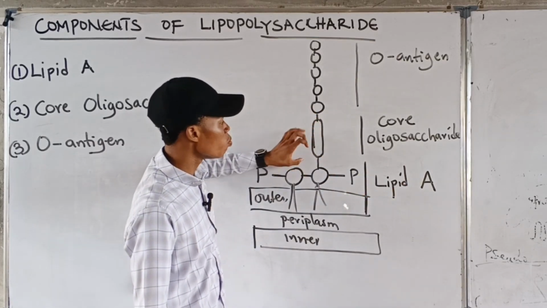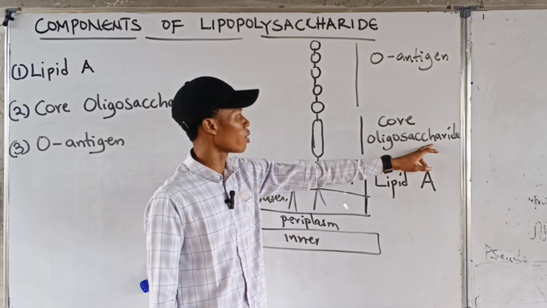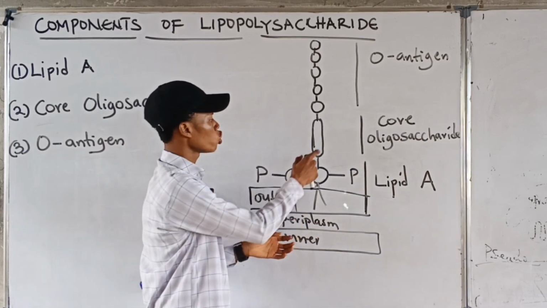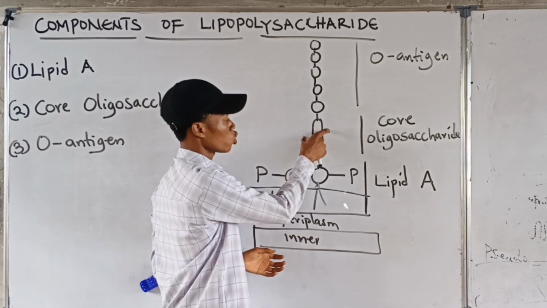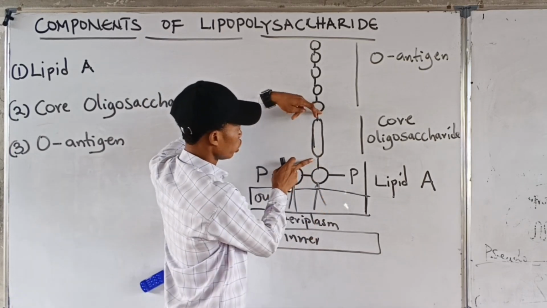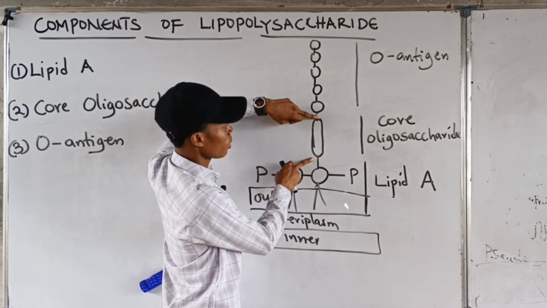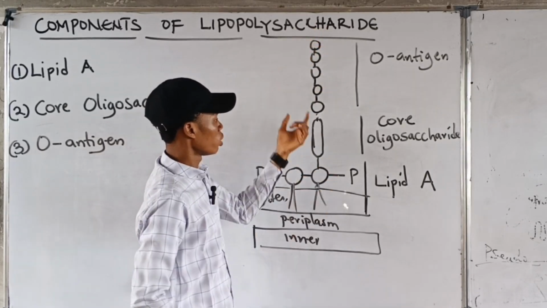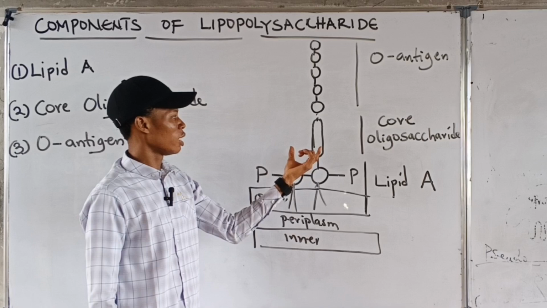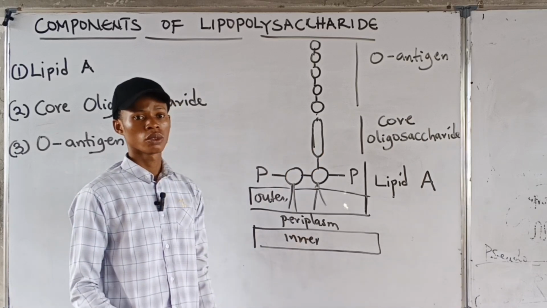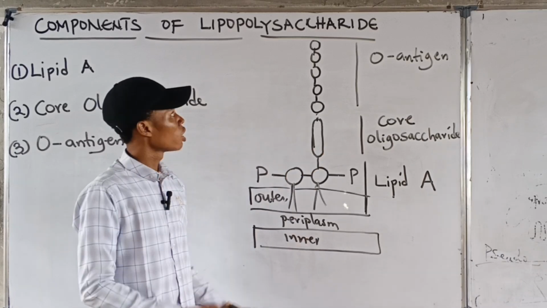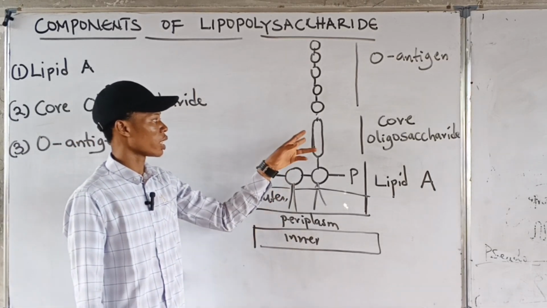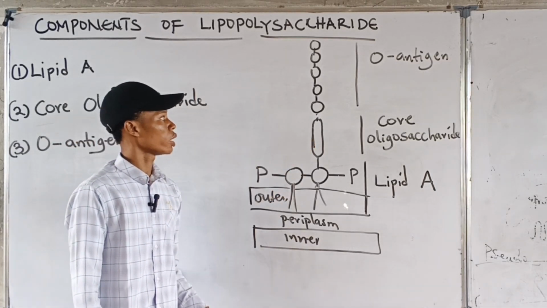Then, attached to lipid A, we have a core oligosaccharide. Oligosaccharide meaning we have a few sugar units attached together. So this portion here is our core oligosaccharide. It's in the core, in between the two. Now, the oligosaccharide layer is responsible for the integrity of the lipopolysaccharide. So it helps in maintaining the integrity of the lipopolysaccharide.